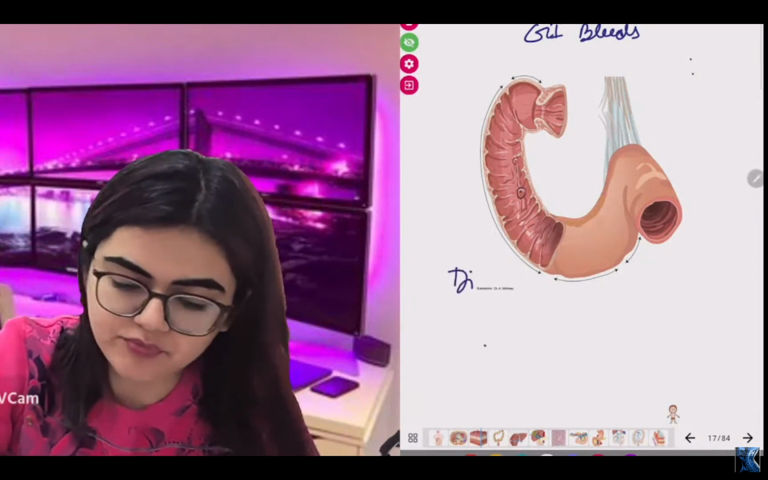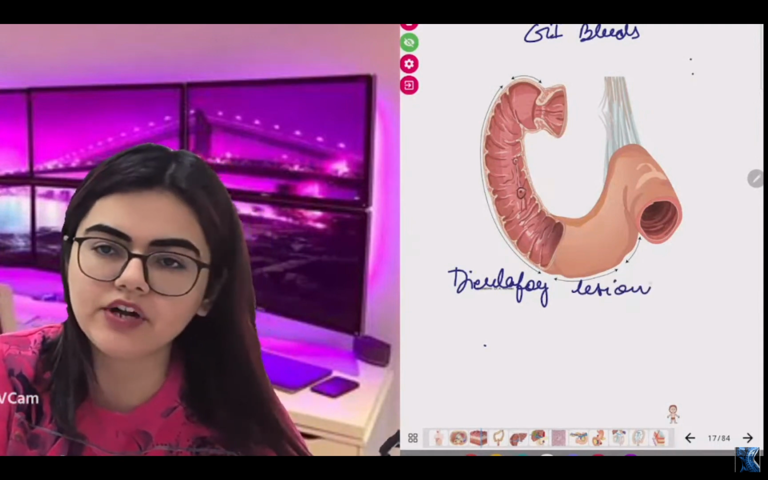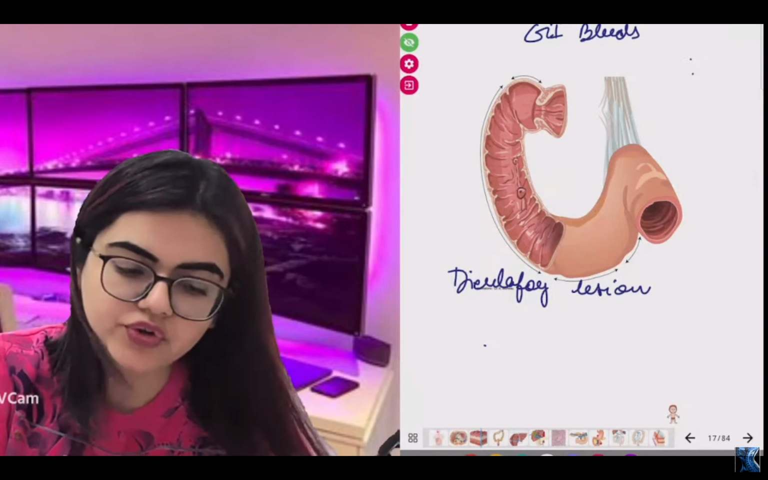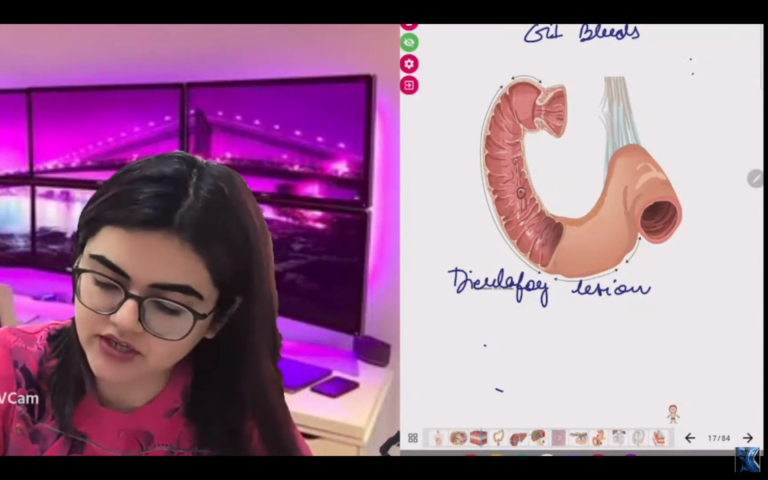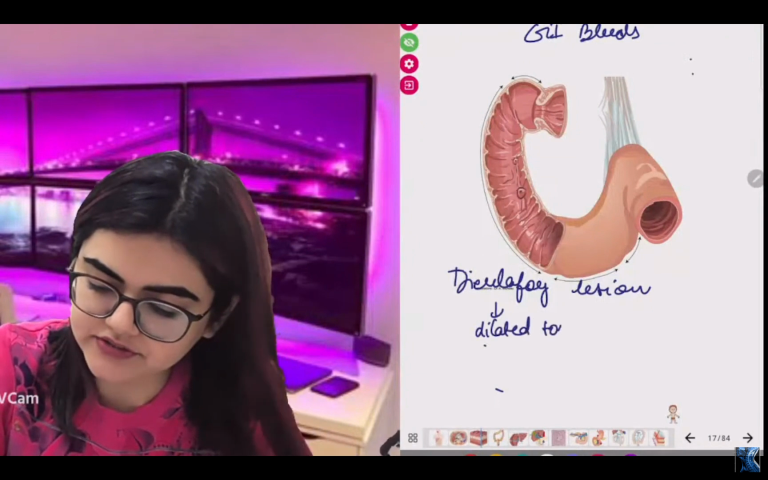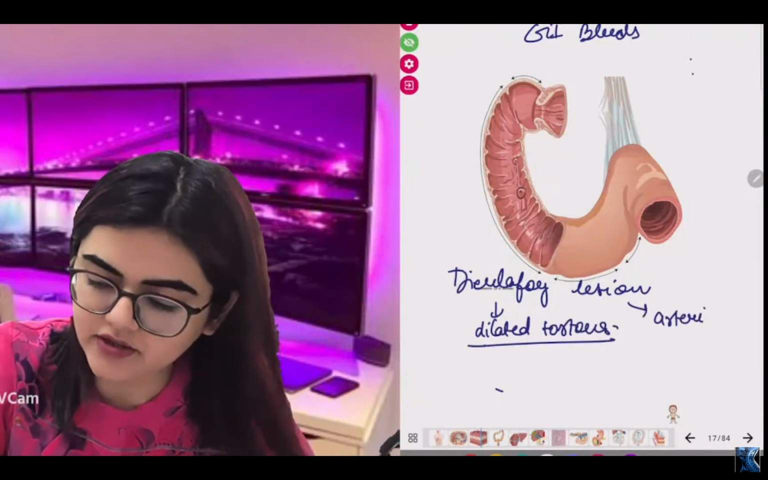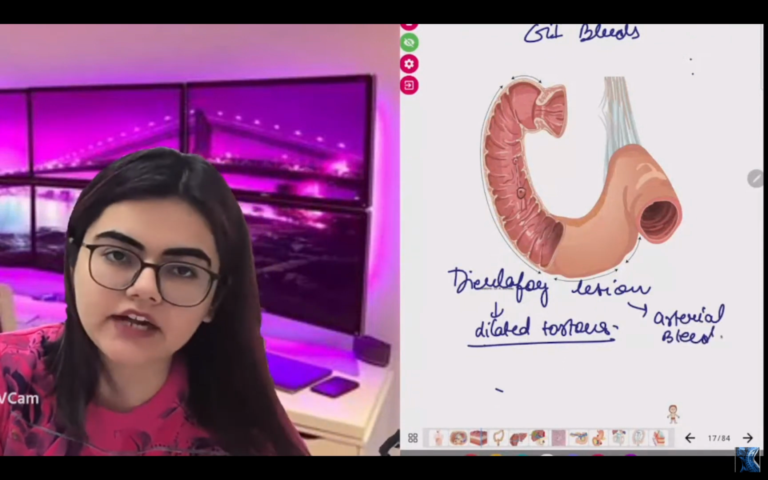What is Dieulafoy lesion? Can anyone tell me? So Dieulafoy lesions are basically stellate in appearance and they are dilated tortuous vessels. They can be seen in the stomach region, and in Dieulafoy lesions generally there is arterial bleed. Okay, there is arterial bleed, and we have the submucosal dilated arterial plexus.